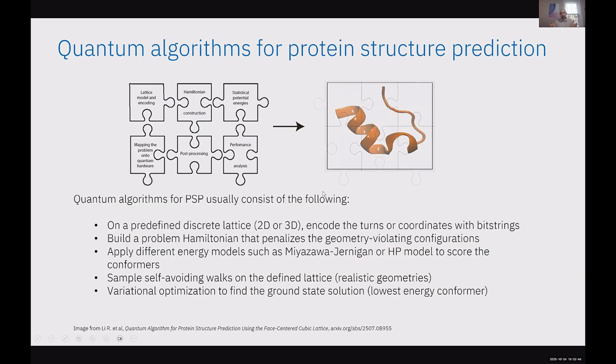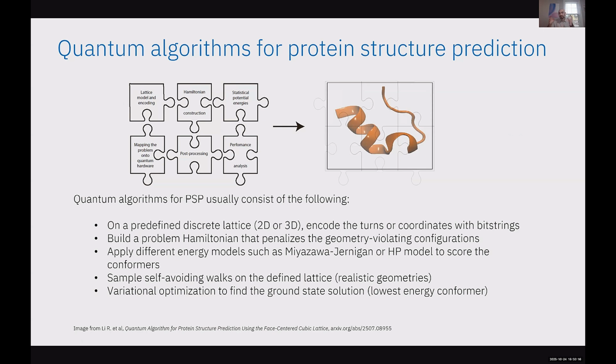Now, going back to the quantum algorithms for protein structure prediction, the field kind of started in the late 2000s, with the first paper coming out then. And there are certain commonalities if you look at these papers. Now we have a problem that is not necessarily quantum native, right? We are not looking at the molecular structures trying to simulate them. Rather, this actually becomes more of a combinatorial optimization problem.